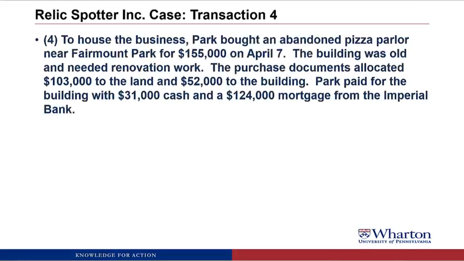To house the business, Park bought an abandoned pizza parlor near Fairmont Park for $155,000 on April the 7th. The building was old and needed renovation work. The purchase documents allocated $103,000 to the land and $52,000 to the building. Park paid for the building with $31,000 cash and a $124,000 mortgage from the Imperial Bank.